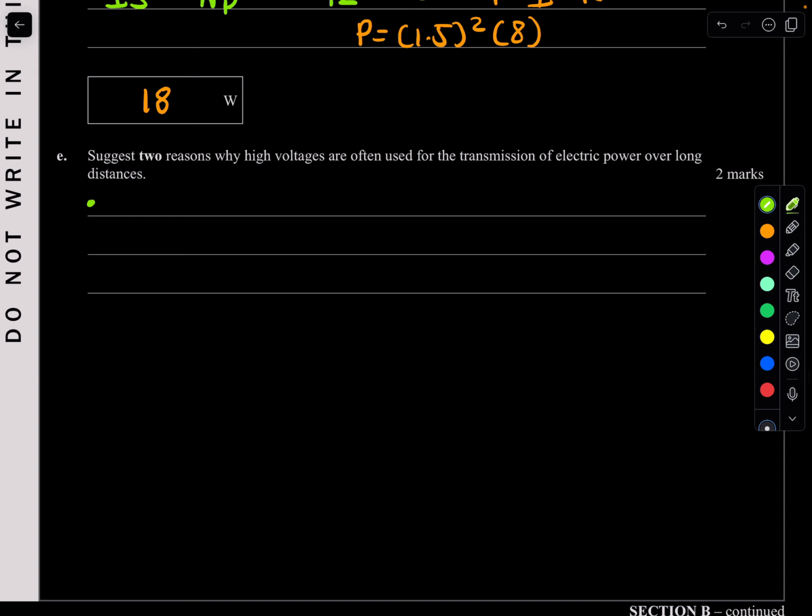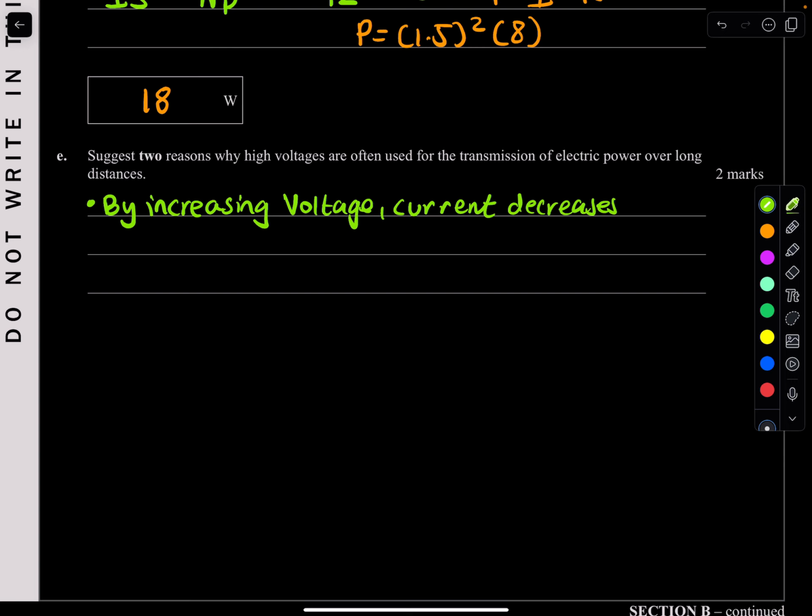The first mark, as we said, was: by increasing voltage, current decreases, reducing power loss in the transmission lines. Beautiful. And now we want to talk about the new concept that is a great way to show understanding.